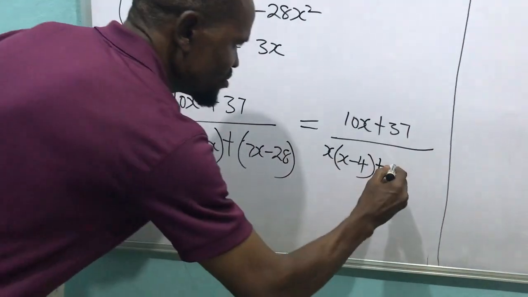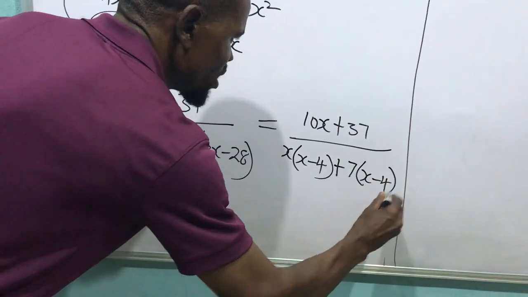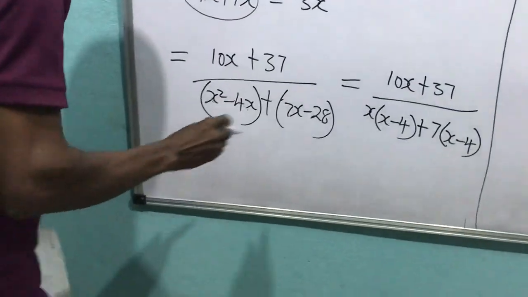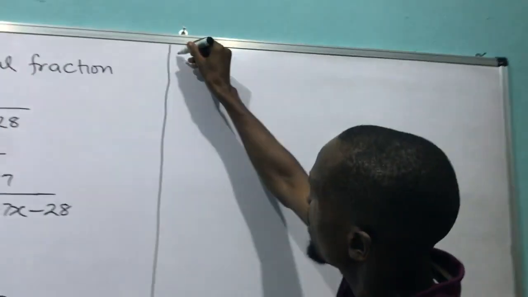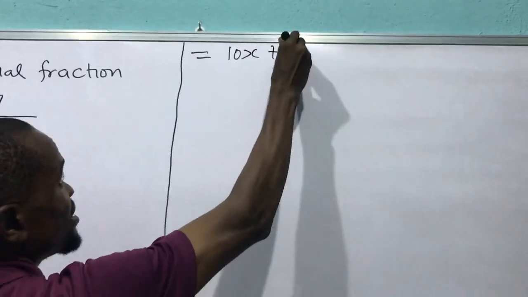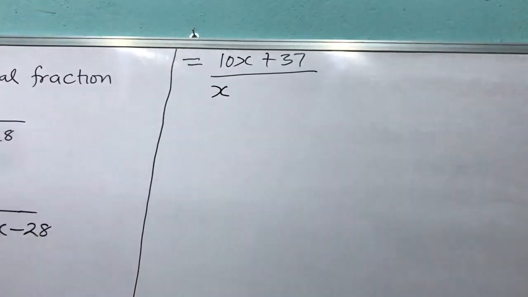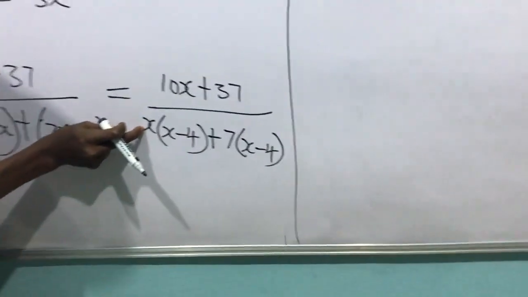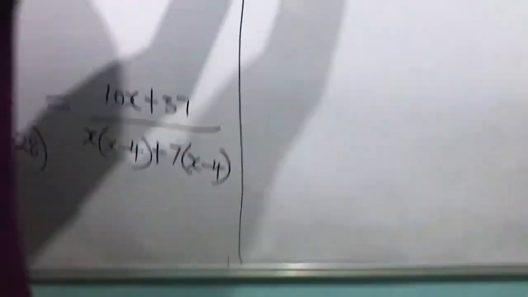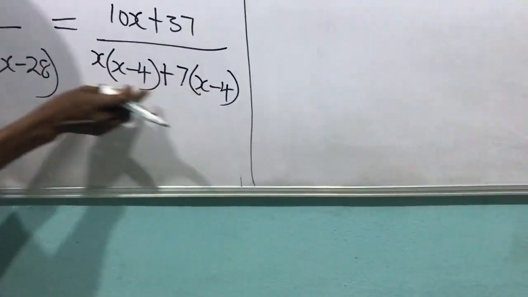What is common here? 7. 7 can divide itself and divide 28, and it will give me x minus 4 as well. And down here, let me get over here. I can say this is (10x + 37) all over x, coming over here, x plus 7. Then back here, I can take any of these because they are common. I take one, it becomes x minus 4.